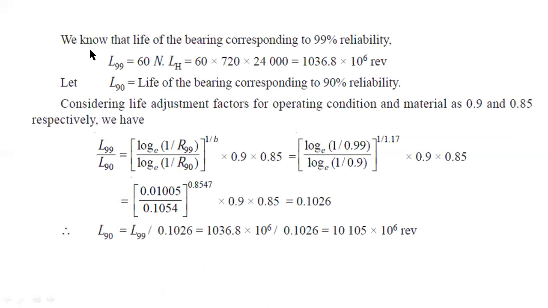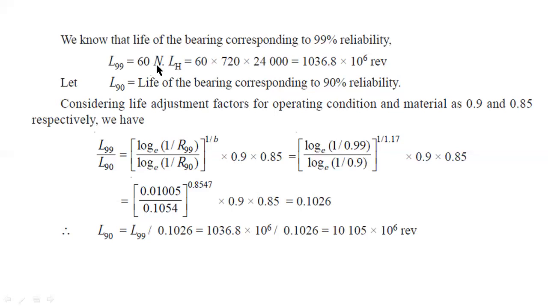Now we already know the formula for the life of bearing corresponding to 99% reliability, L99. You have to convert the life of bearing in hours into revolutions. First convert hours into minutes, so multiply L_H by 60. L_H into 60 represents the life of bearing in minutes.